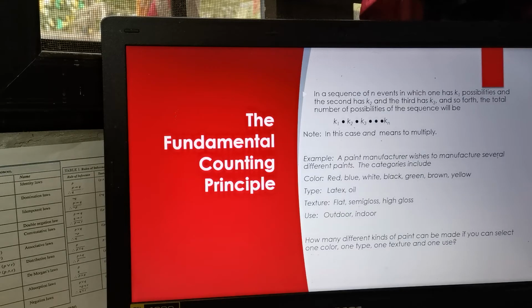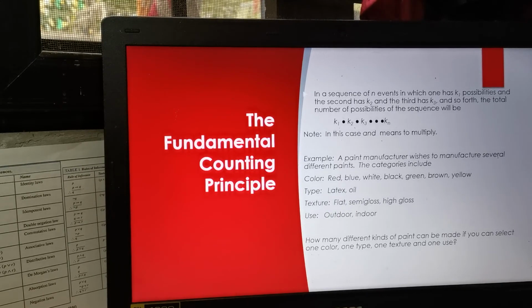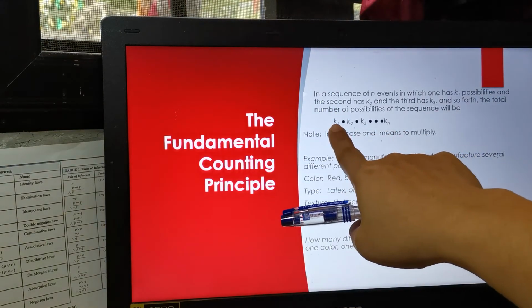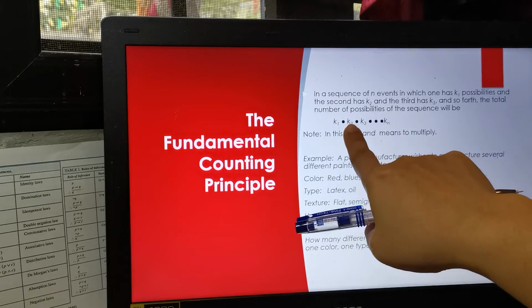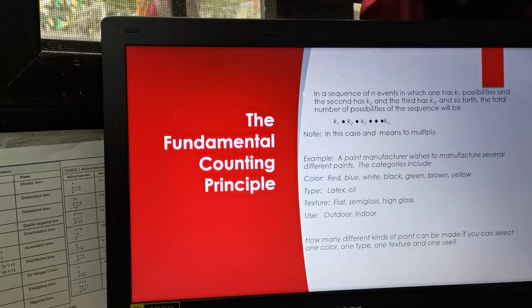So the question is, how many different kinds of paint can be made if you can select 1 color, 1 type, 1 texture, and 1 use? Sige nga, igawan nyo nga yan ng tree diagram at tapos bilangin ninyo lahat. Di ba ang hirap? Okay, so ang shortcut niyan, ang sabi niya ay k sub 1 possibility or outcome ng first event times the outcome of the second event times the outcome of the third, ayan.